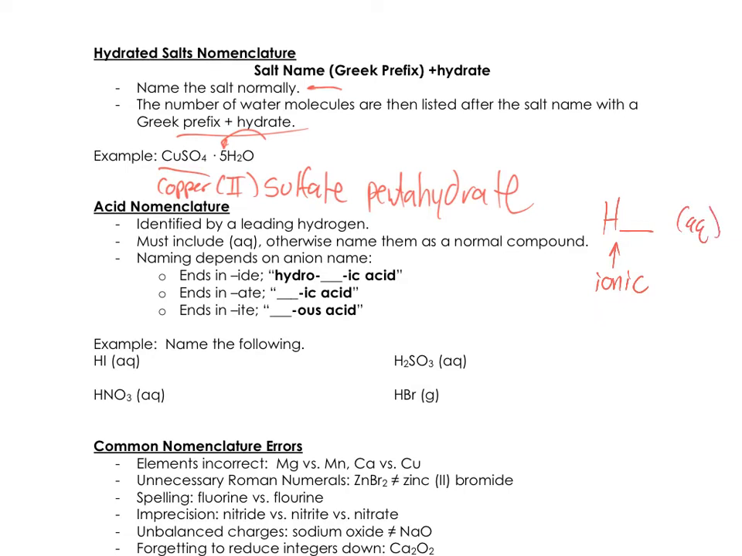So, the way that you do this is it's all based on the anion's name. If it ends with IDE, you drop the IDE and you put the anion's name inside of here. So, for example, HCl(aq). Notice it's HCl(aq). HCl gas is hydrogen chloride.